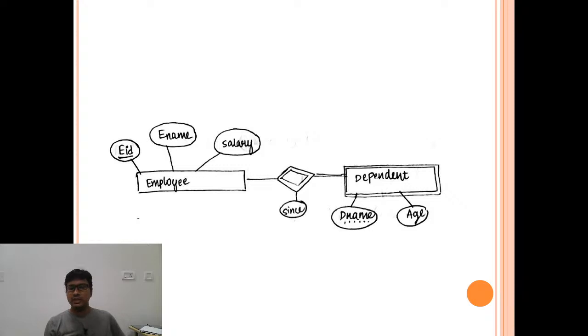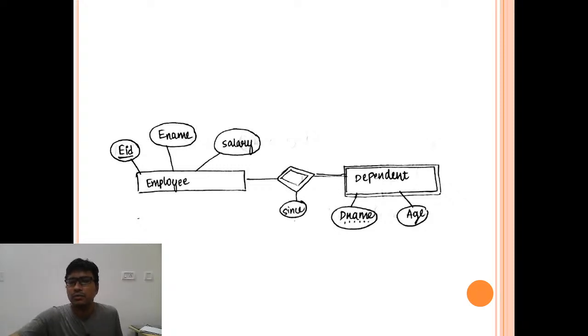Only dependent name: if it is acting as a key attribute, then dependent will not be a weak entity. Am I right? If dependent name alone can act as a key attribute, then I can say that dependent has a key attribute, and then dependent is a strong entity. In that case, I cannot say it is a weak entity. But here they are specifying it as a weak entity. So think about it. Don't worry whether your answer is right or wrong. I hope you have understood.